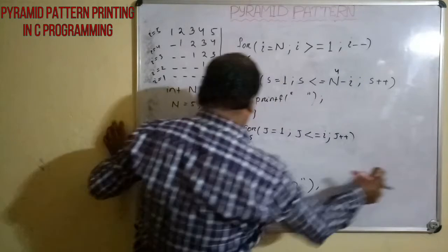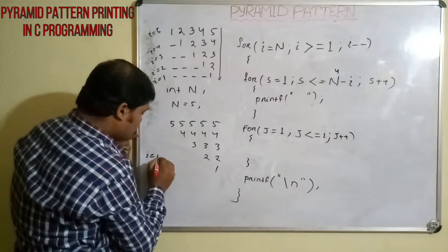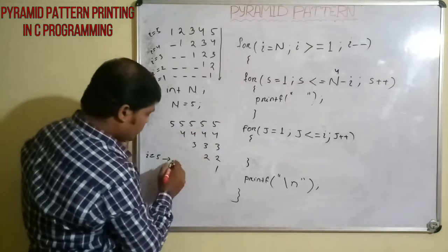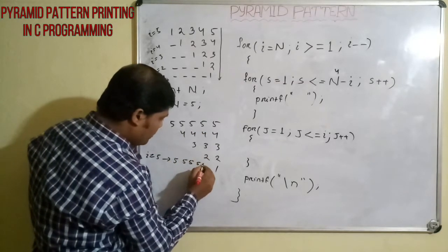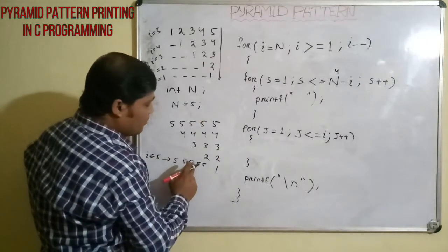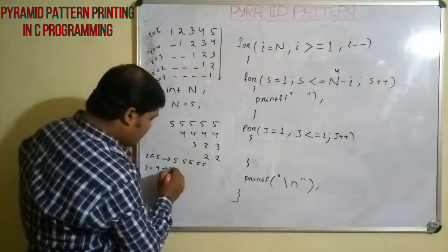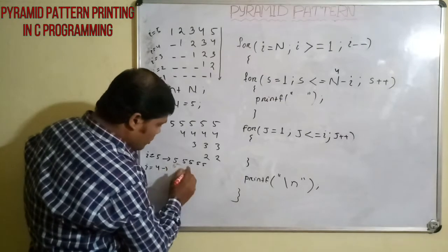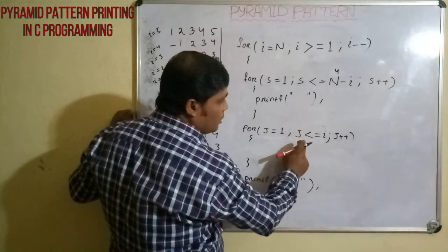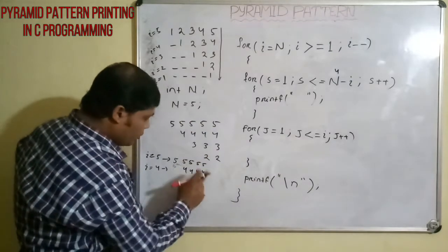Just see, when i value is 5, first time i value 5, it starts from n, so when i value is 5, it is printing 5, 5, 5, 5, 5. 5 times this loop will continue, j loop will continue for 5 times and it is printing 5 values. When i value is 4, what is it printing? 4, 4, 4, 4. 4 times this loop will continue. This will start from 1 less than or equal to 4. So it will work for 4 times and it is printing 4, 4, 4, 4.